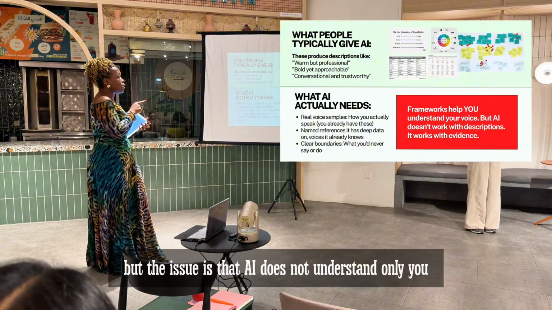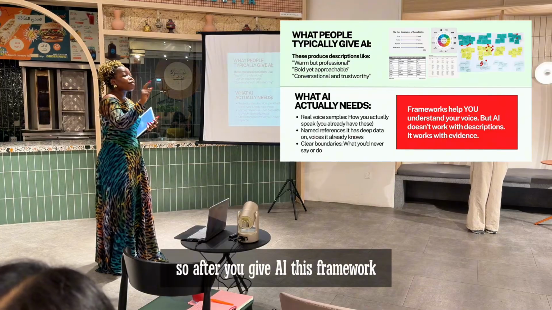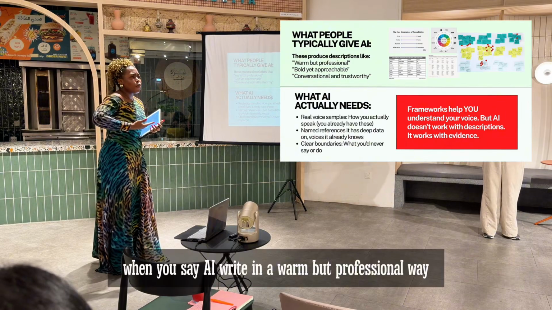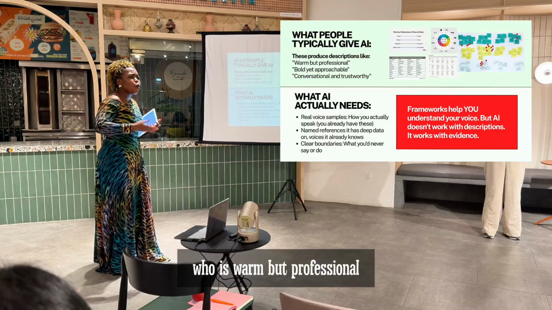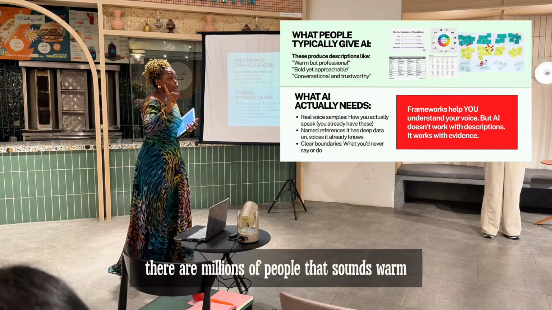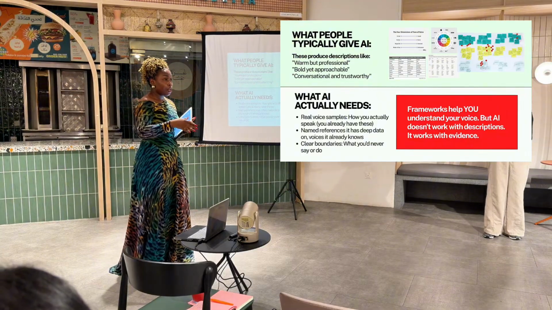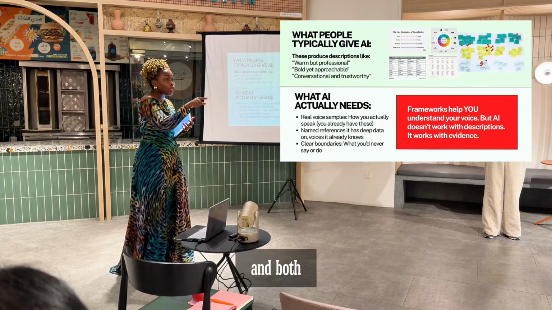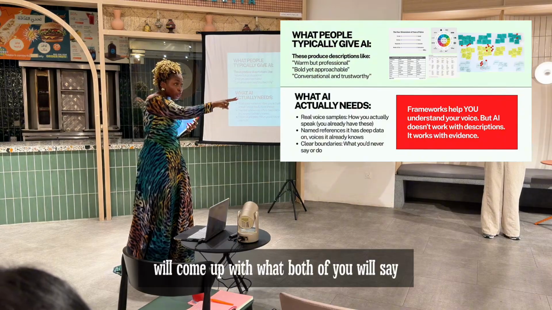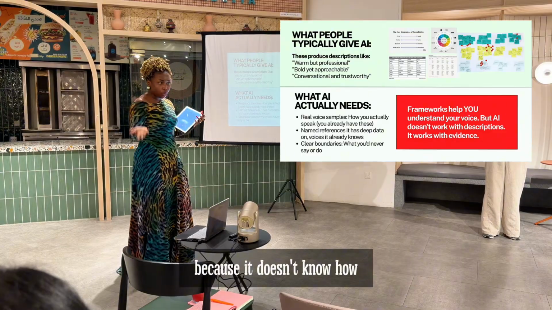But the issue is that AI does not understand only you. It understands millions of people. So after you give AI this framework, when you say AI, write in a warm but professional way, what does that actually mean? Who is warm but professional? How does somebody that is warm and professional sound? There are millions of people that sound warm but professional, and when each of them speak, it means different things. You can sound warm and you can sound warm, and the things that both of you say will be different. Because of this, AI will come up with what both of you will say and come out average. It's not going to try to sound like you or you because it doesn't know how.